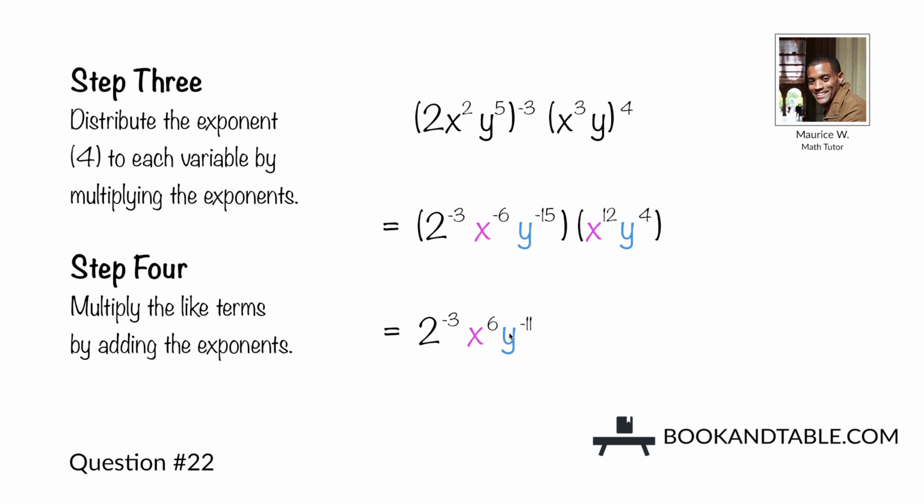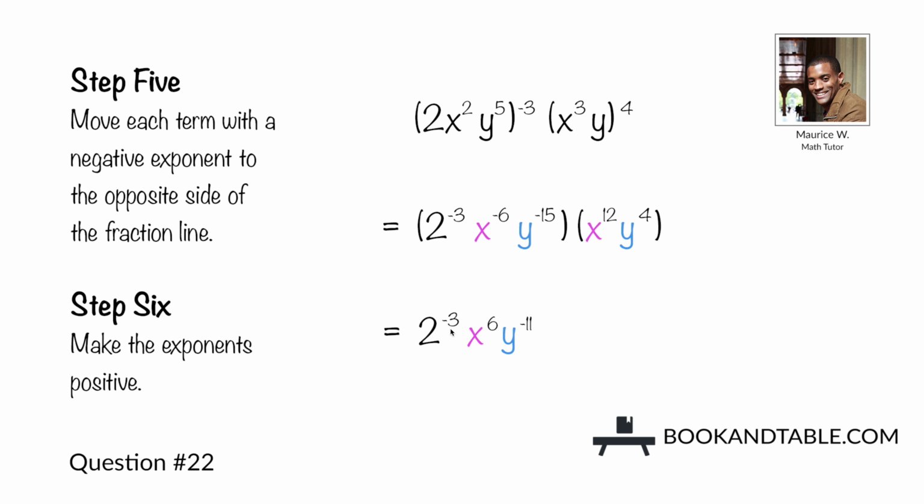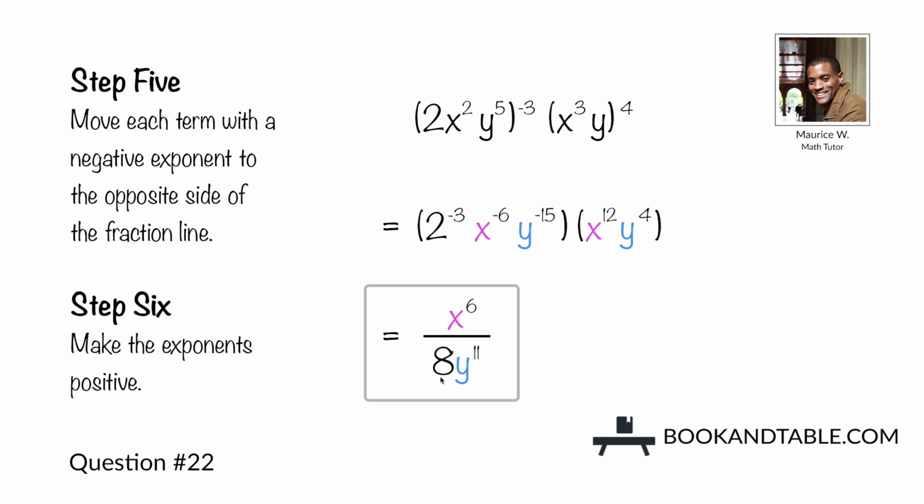So now we've simplified our variables, and we have a negative exponent, and we have a coefficient with the negative exponent. So step 5, move each term with the negative exponent to the opposite side of the fraction line. In step 6, make the exponents positive. So we'll move 2 to the negative 3 to the denominator, and y to the negative 11 to the denominator, giving us x to the 6 divided by 2 cubed y to the 11th. 2 times 2 times 2, 2 cubed, is 8. So the final answer to question number 22 is x to a power of 6 divided by 8 times y to a power of 11.